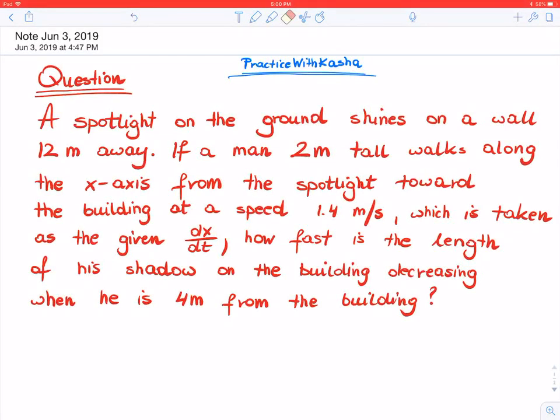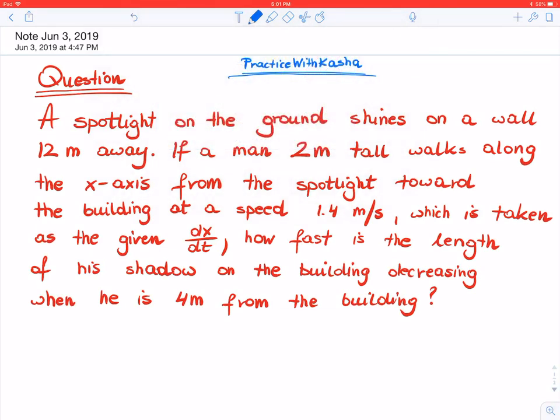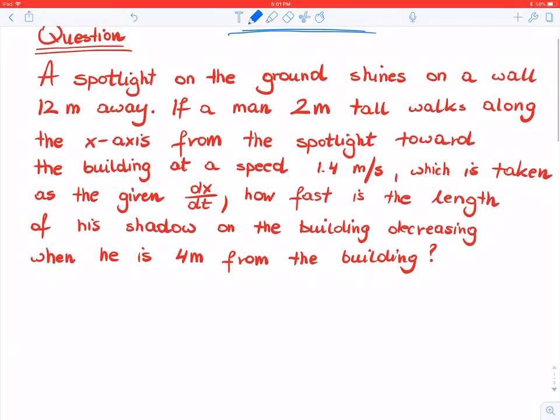Let's practice with Kasia. Question. A spotlight on the ground shines on a wall 12 meters away. If a man 2 meters tall walks along the x-axis from the spotlight towards the building at the speed 1.4 meters per second, how fast is the length of his shadow on the building decreasing when he is 4 meters from the building? Okay, first of all, let's set up a few things.